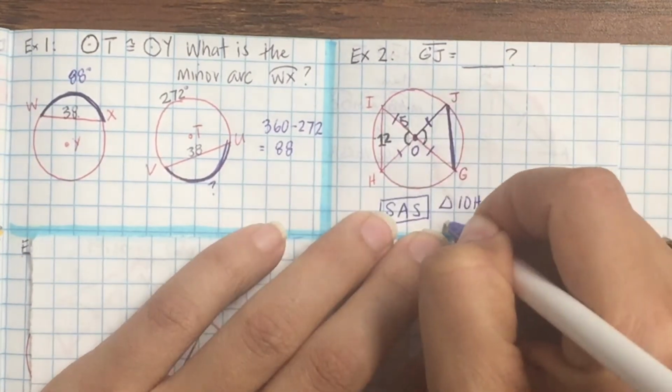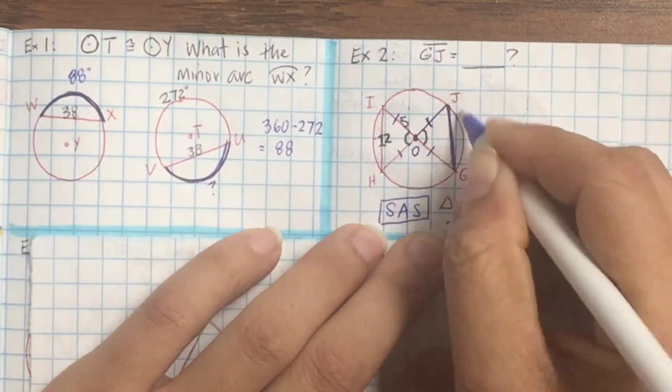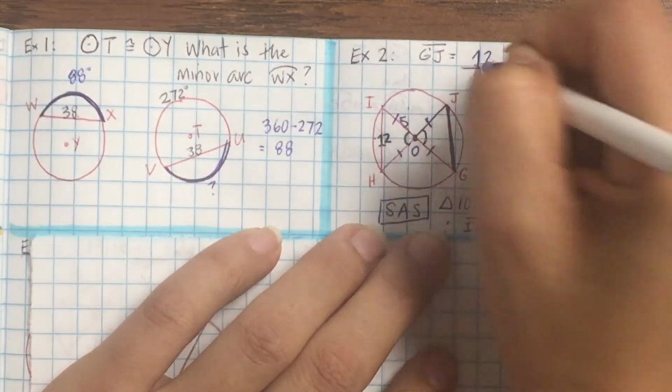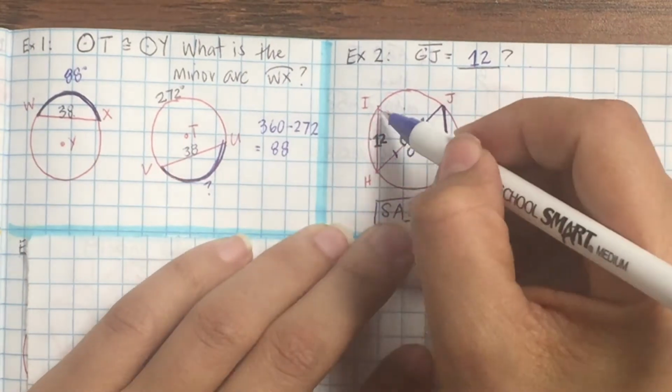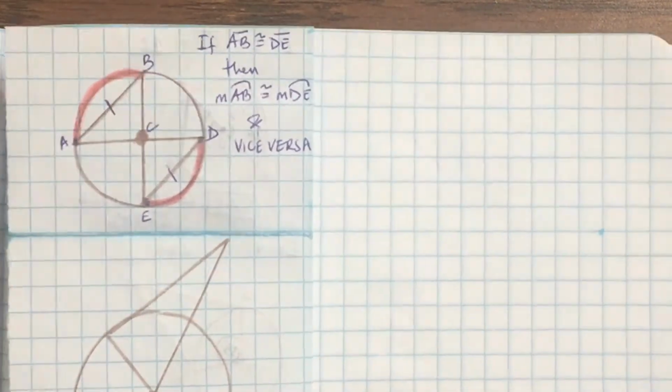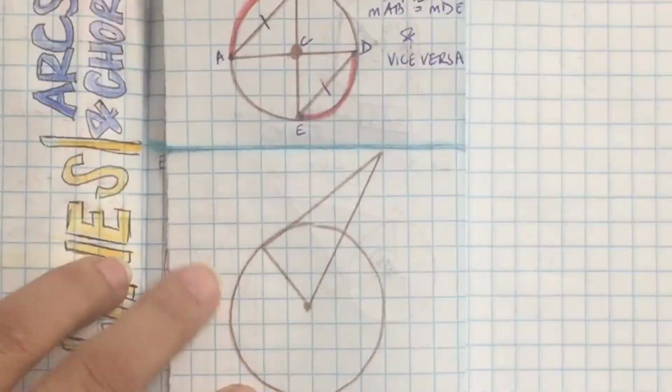So JG is equal to IH. And then if I asked you about the measures of those arcs, those would also be congruent. So GJ is 12. Okay, so a nice easy one. If the chords are congruent, the measure of those inscribed arcs are also congruent and vice versa. All right, so let's take a look at two other rules for tangent lines.